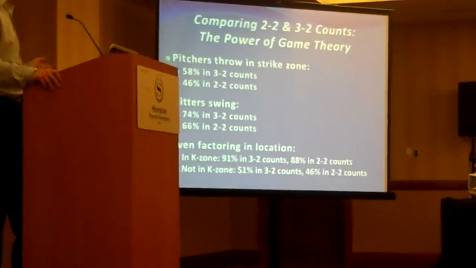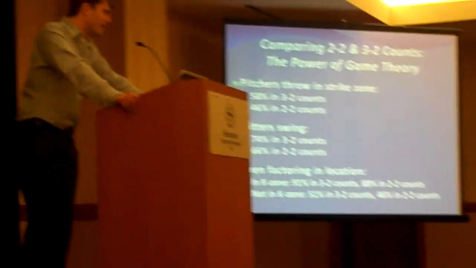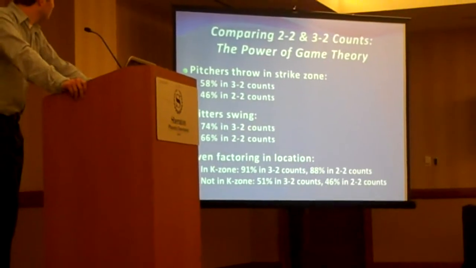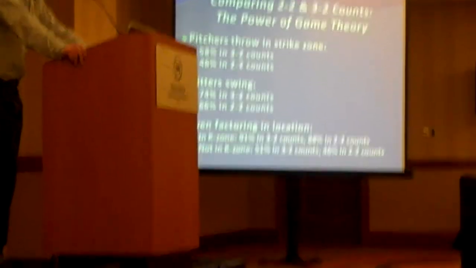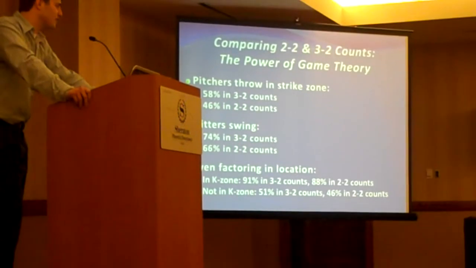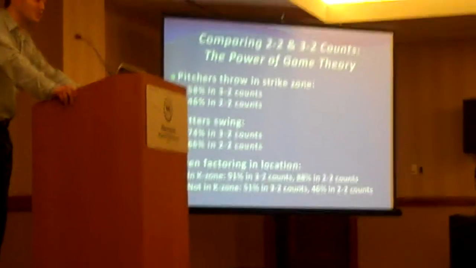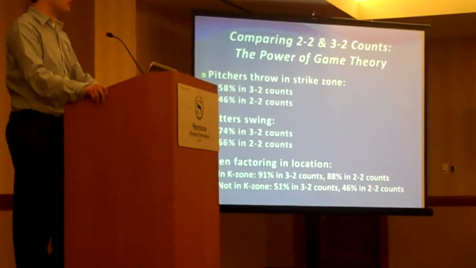You might say, well, what about location? Maybe he's swinging more because the ball's in the strike zone more. But even if you factor in location, the batter is a little bit more likely to swing, 91% versus 80%, if the ball's in the strike zone with a 3-2 count. And a little bit more likely if the ball's not in the strike zone to swing in a 3-2 count than a 2-2 count. The idea being that he rationally expects what the pitcher is likely to do and factors that in. Now, if you notice, I kind of changed the rules here.